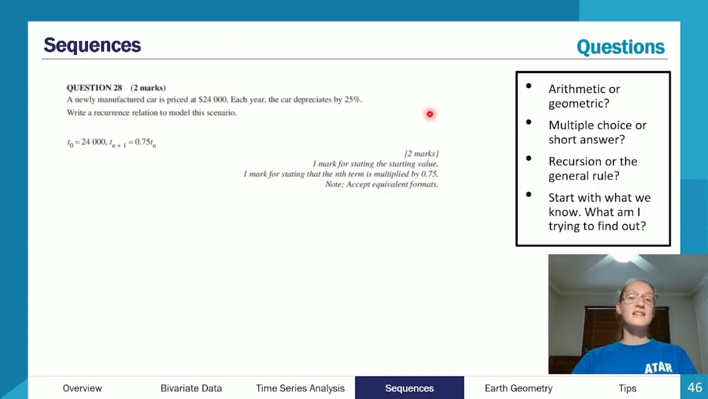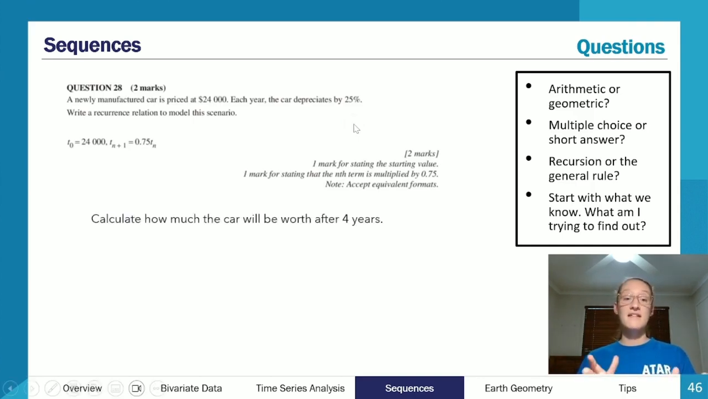And that's because in this scenario, we've defined n as after every year that's passed. So T1 is actually, in this scenario, after 1 year has passed. But here we're told the initial brand new value is $24,000. After 1 year, when we're looking at T1, it's already depreciated by 25%. So it wouldn't be accurate to say that T1 is $24,000, because a year hasn't passed yet if it's still worth $24,000. And now let's calculate how much the car will be worth after 4 years to illustrate that.